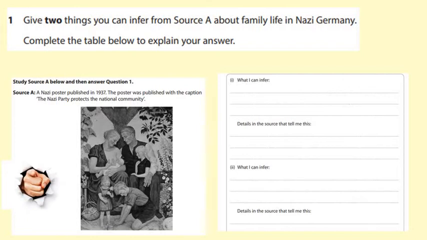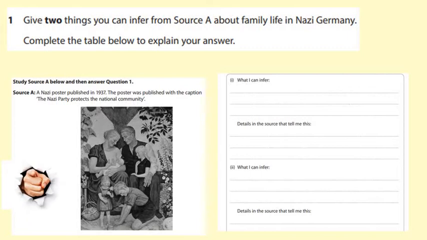Now, it's really important that you didn't spend much longer than 5 minutes on this question, because it is only worth 4 marks and you don't want to waste your time on this question when you need more time to answer the other questions.